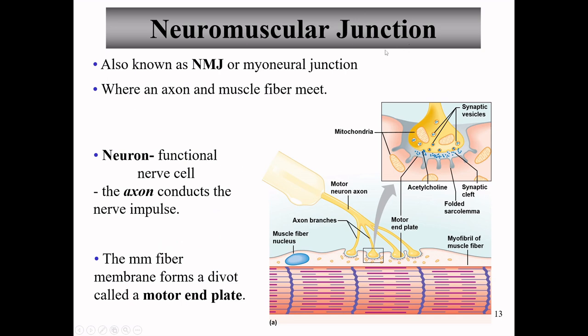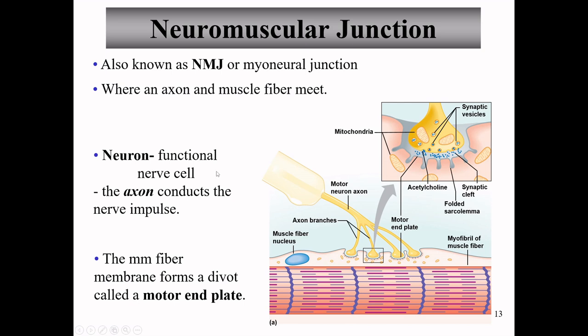So the neuromuscular junction, this is our segue into our last chapter on the nervous system. So you'll see this as the neuromuscular junction or the myoneural junction, just depending on which system you're talking about. If you're talking about the nervous system, then we typically call it the neuromuscular junction. If we're talking about the muscular system, we call it the myoneural junction. But either way, they're really interchangeable. But this is where the nervous system, the axon from a neuron, and your muscle fiber meet.